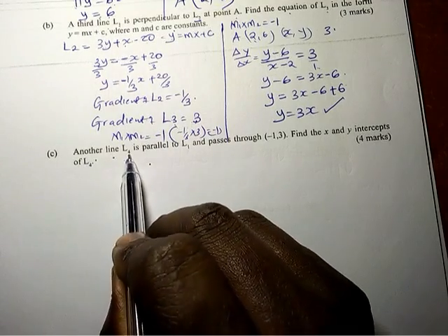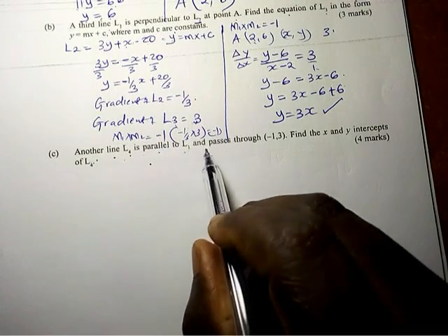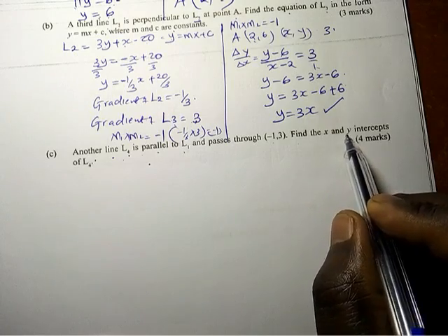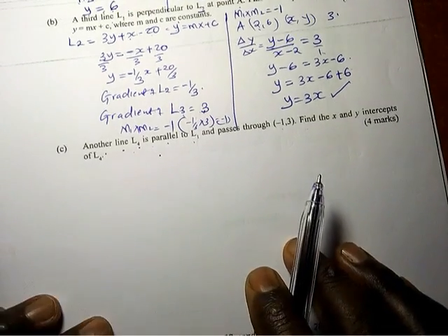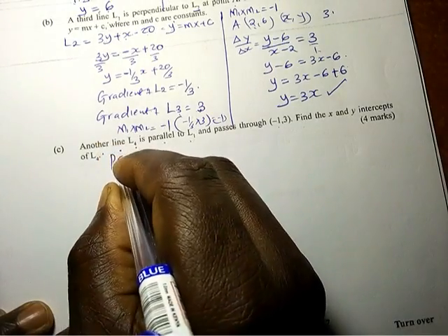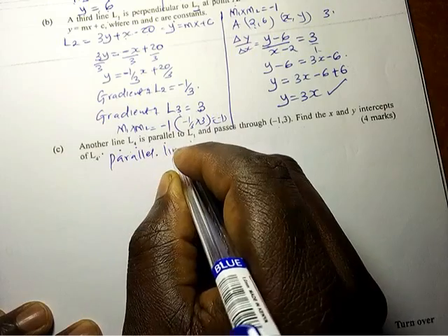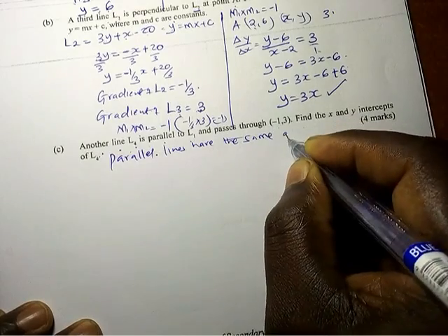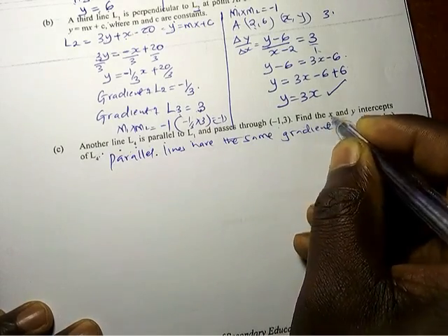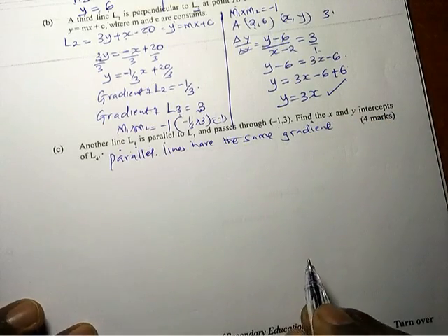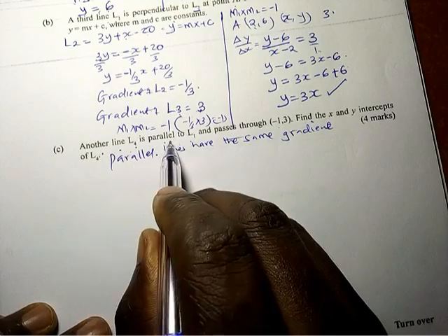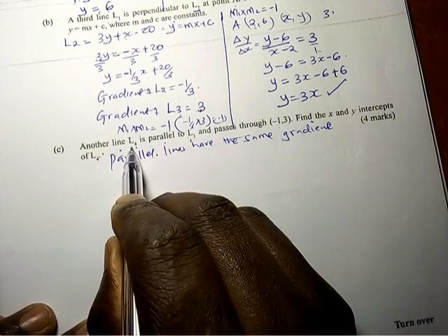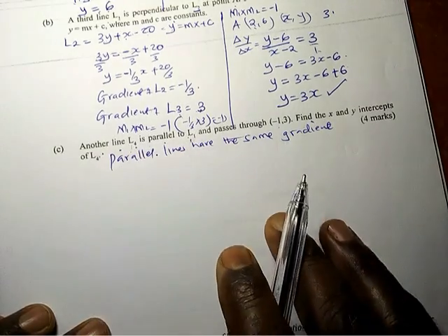Another line, L4, is parallel to L1 and passes through this point. Find the x and y intercepts of line 4. Parallel lines, you should know, have the same gradient. So let us get the gradient of L1. Once we get the gradient of L1, the gradient of L4 is automatic.